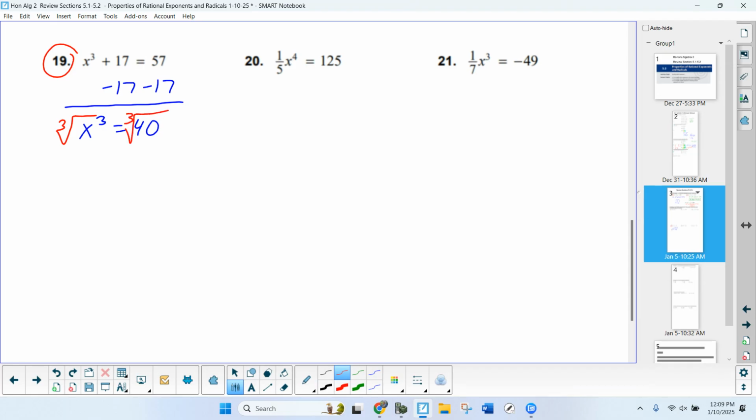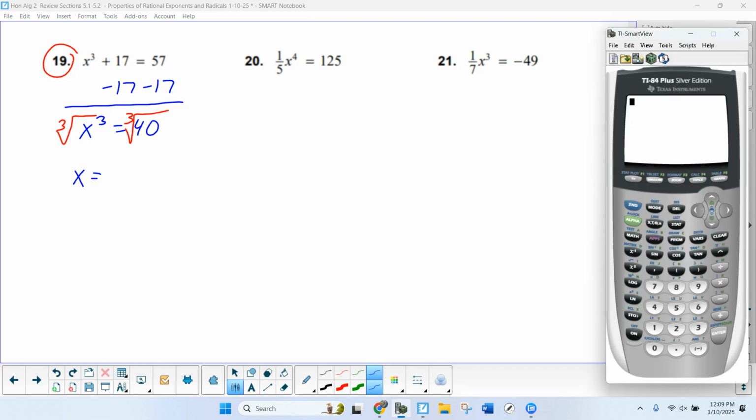So is the cube root of 40 a perfect cube? What multiplies 3 times to give you 40? Oh, sorry. No. So this is the one that said if it's not a perfect number, you can use your calculator. So when you did the cube root of 40, what did you get?